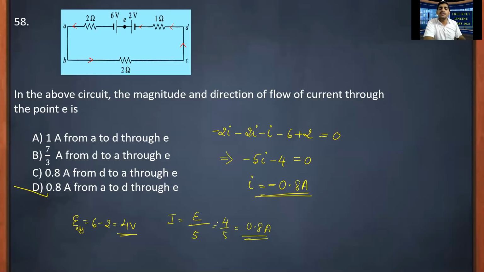So we can go with any method. So now this answer will be here. It is a 0.8 ampere from A to D through E. Right.